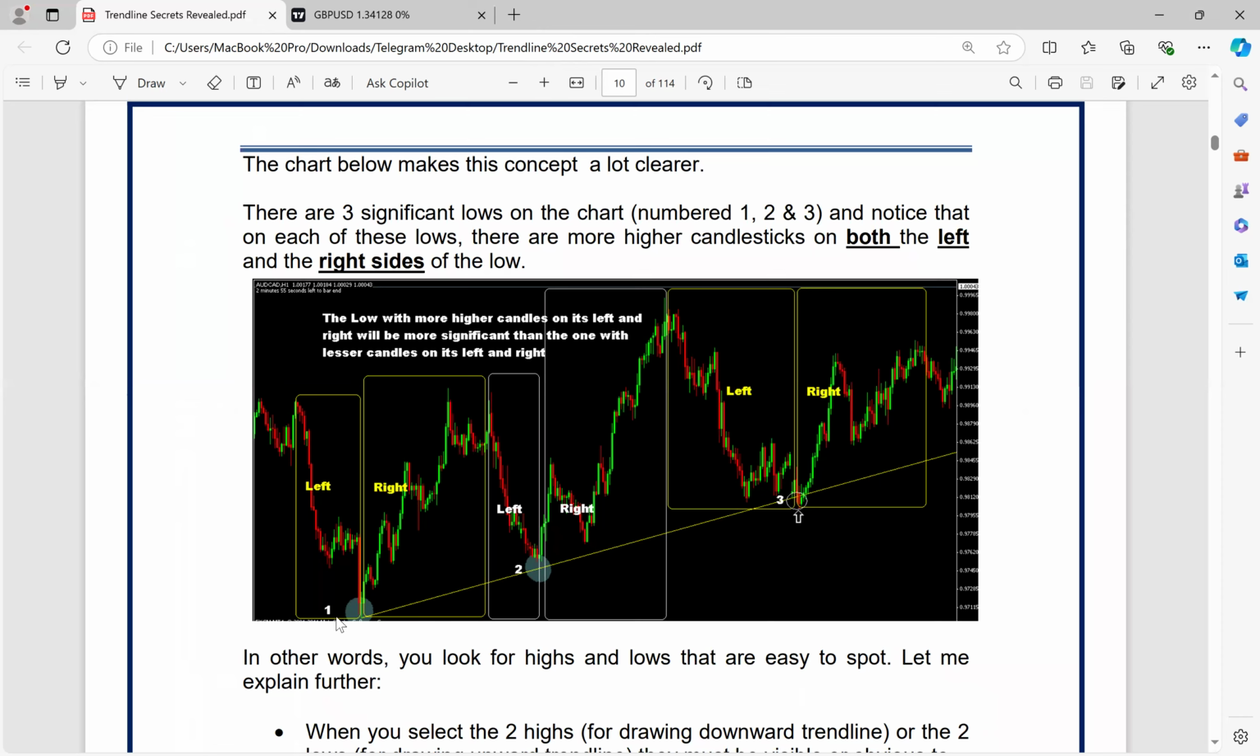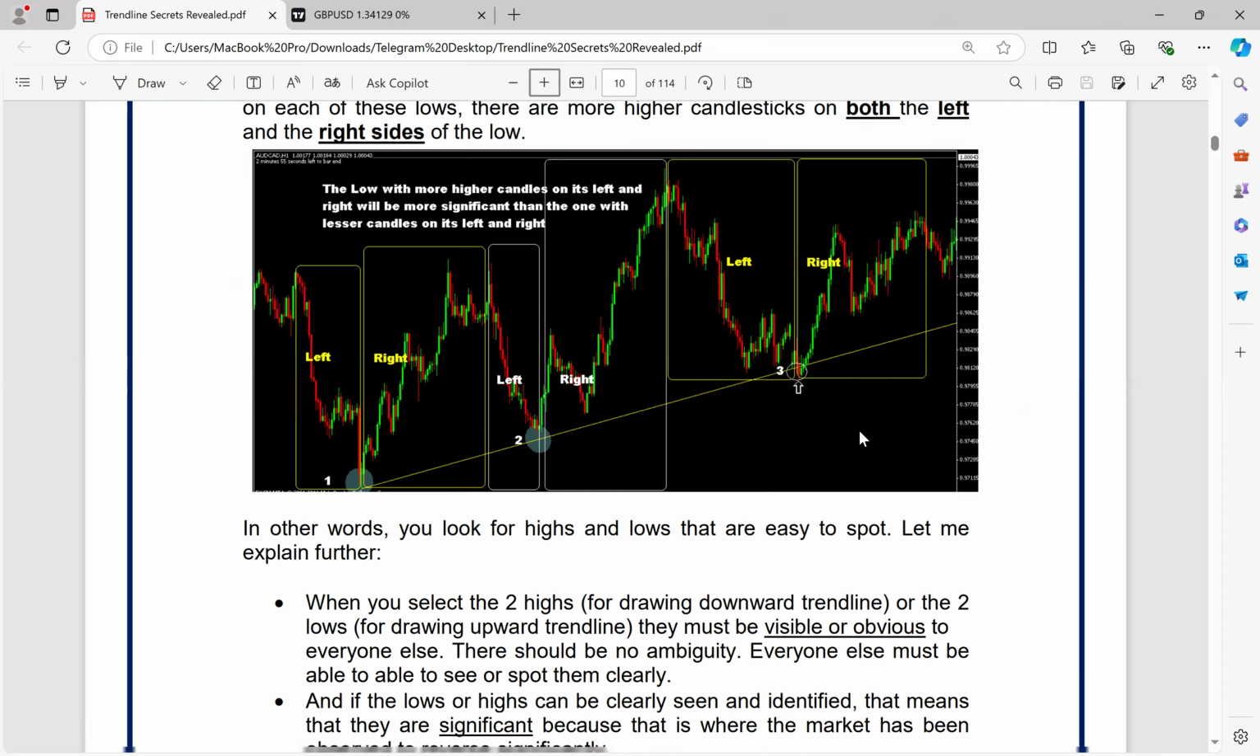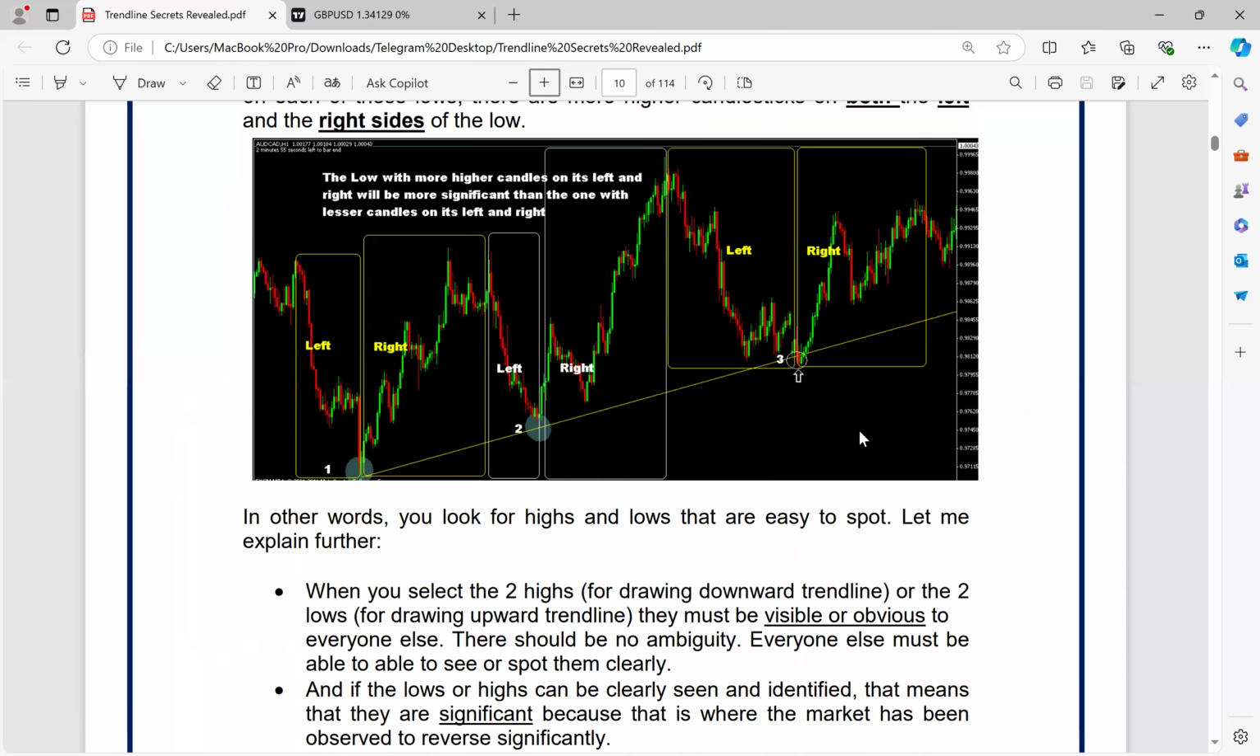This is the number 1 illustration. The first one on the left, there's a candlestick there. On the right, there's a candlestick. The next one: left, candlestick; right, candlestick. So the one that's more significant is the one you have to choose. In other words, you look for highs and lows that are easy to spot.